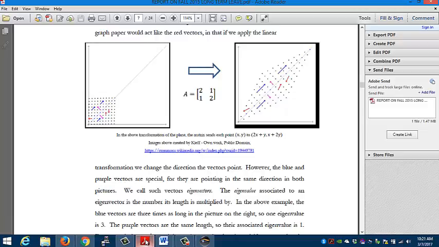And what I did was I drew a bunch of vectors, right? I have red ones, I have blue ones, and I have purple ones. But I claim that the purple ones are special. What's special about the purple ones? They're getting moved, but what's not changing? Direction. The direction is not changing. And something else too. The length of those purple vectors is not changing, right? Do you see that? Those are what you might call fixed vectors.